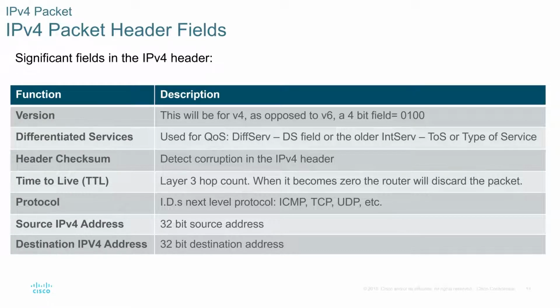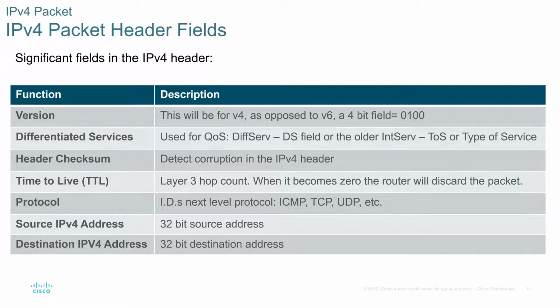Some of the fields that we have discussed: the version, 4 for IPv4 as opposed to 6 for IPv6. An IPv4 packet would have 0100, or 4 in binary. The differentiated services, or diffserv, provides us quality of service. Other types for quality of service besides diffserv are interserv and type of service.